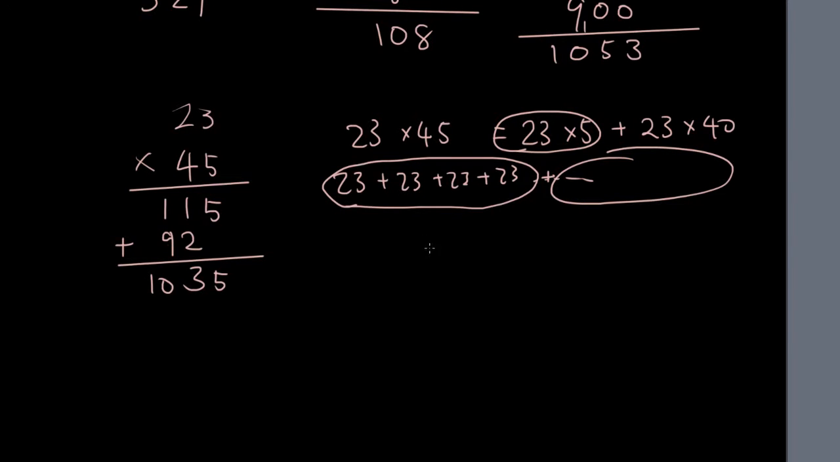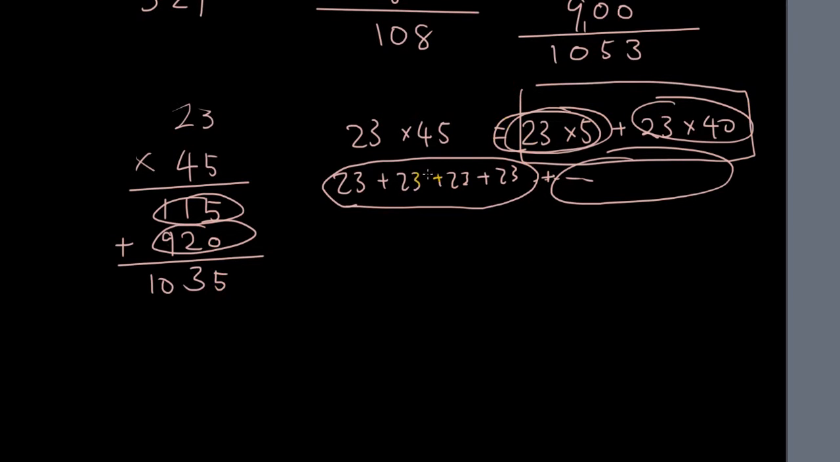So what we've done is we have done the 23 times 5. We've written the answer down here. We've done the 23 times 40. We've written the answer down here, which is put a 0 in the missing place. And now we can add them together, which is the addition here. We added them together.